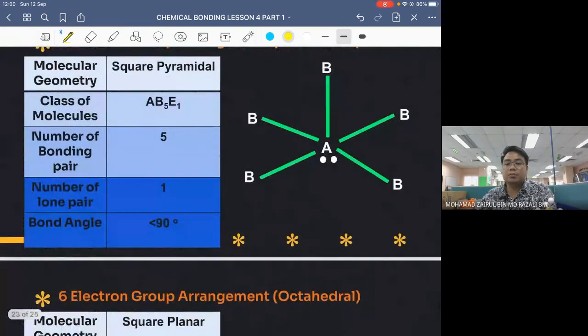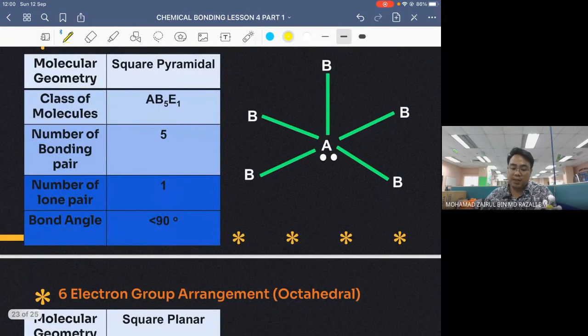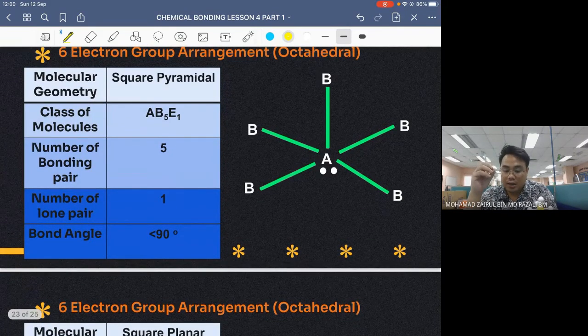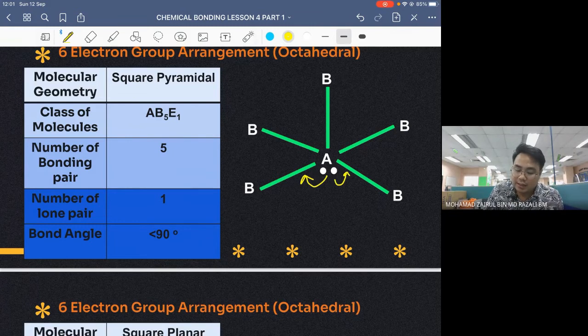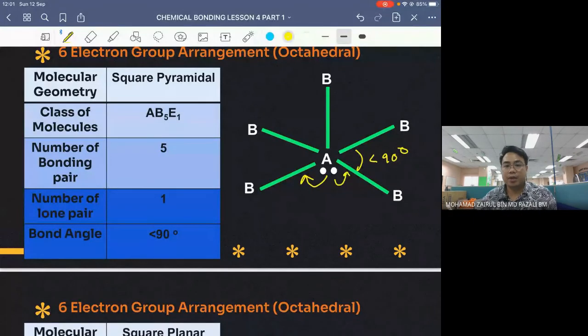Now, same goes macam trigonal bipyramidal. In order to minimize the repulsion, kita akan remove bonding pair itu. So kita akan wujudkan satu lone pair. Okay. So kalau saya remove satu bonding pair, so now the total bonding pair adalah 5 dan number of lone pair dia 1 ke bawah ni. So number of lone pair ini dia akan reduce bond angle itu. So dia akan reduce bond angle itu daripada 90 degree dia akan jadi less than 90 degree.